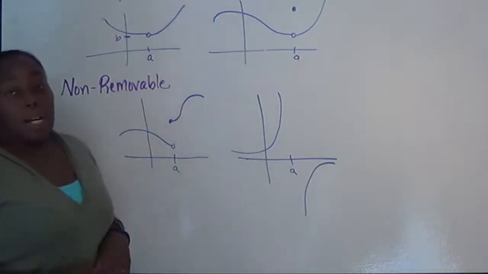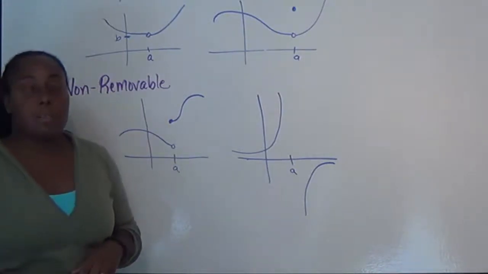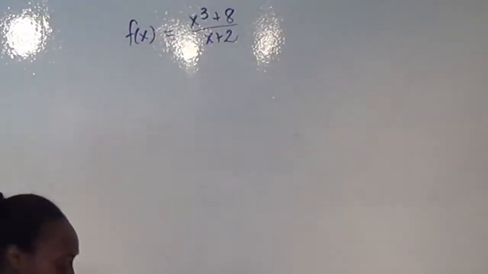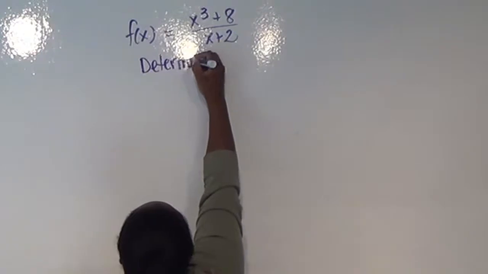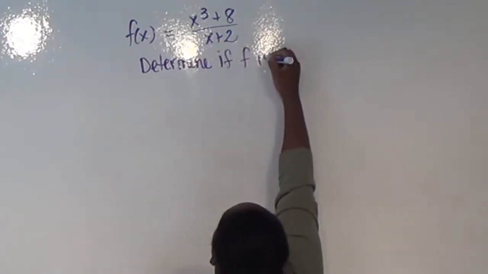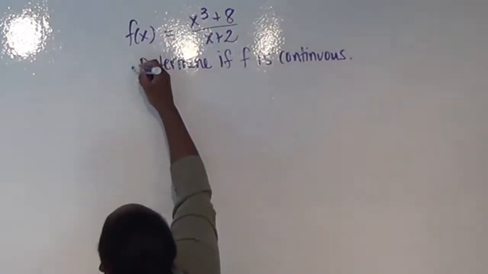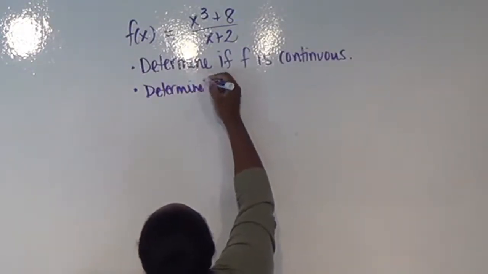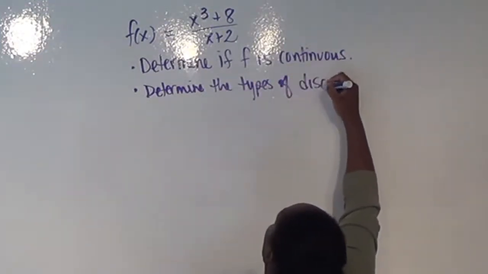So one of the things you're going to be asked to do is, given a function, determine if there are any discontinuities, and be able to tell what type they are. So in this example, we are given f of x equals (x cubed plus 8) over (x plus 2). And we want to determine first if f is continuous, and then second, we want to determine the types of discontinuities, if there are any.